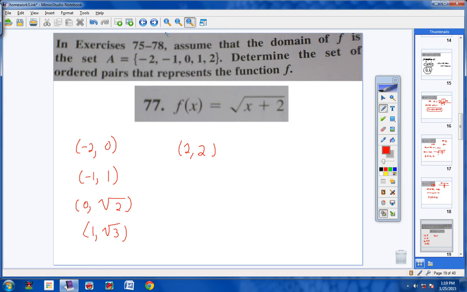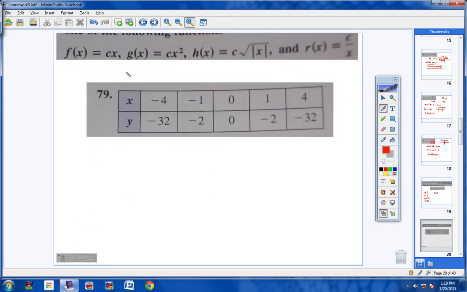Alright, moving on now. Numbers 79 and 81. These are pretty tough, okay? Now here's what they want you to do. They want you to try each one of these functions until you figure out which one of these functions, this one, or this one, or this one, satisfies this, okay? So let's try this and see how we do.